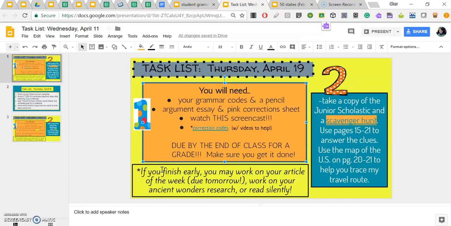Here's your task list for today, Thursday, April 19th. You're going to need your grammar codes in your interactive notebook and a pencil to do your corrections. Make sure you're not doing them in pen.